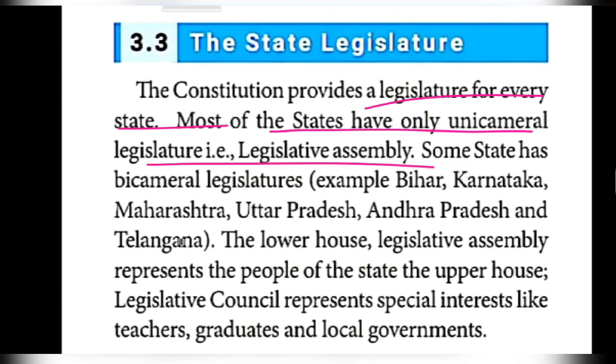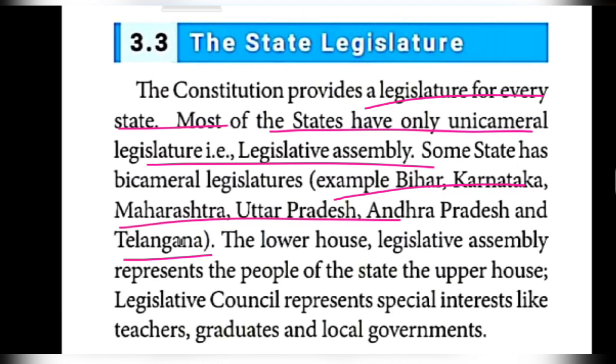So what are the states? Some states have only the legislative assembly alone. For example, our state, Tamil Nadu, has only one house, called the legislative assembly. Here the bicameral legislatures, with two houses, are given: Bihar, Karnataka, Maharashtra, Uttar Pradesh, Andhra Pradesh and Telangana. Those states have the bicameral legislature. Bi in the sense, children, two houses: the legislative council as well as the legislative assembly.